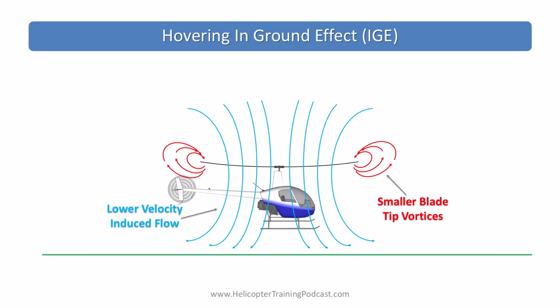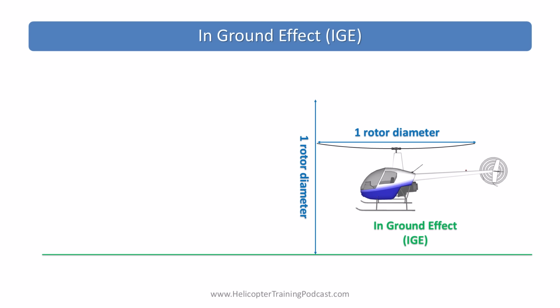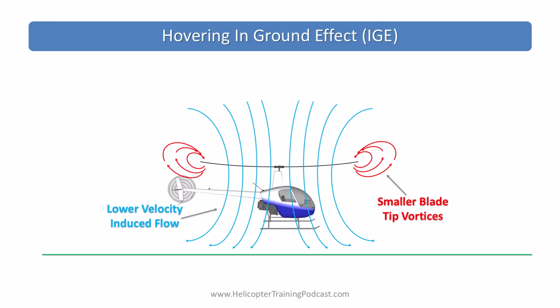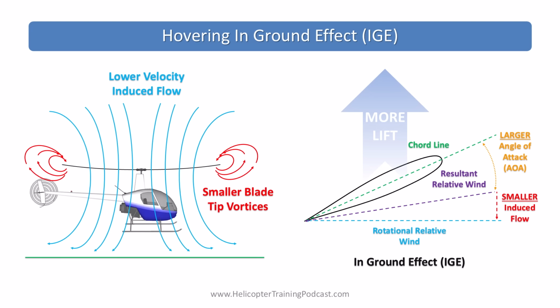Contrast this with hovering in ground effect, which is less than one rotor diameter from the surface. So that would be within 25 feet for an R22, which has a rotor diameter of about 25 feet. Now that surface interferes with that induced flow and reduces the induced flow rate and reduces the ability for those larger vortices to be generated around the edge of the rotor disc. So that's going to improve the lifting efficiency of the entire rotor disc and reduces the power requirements to hover.